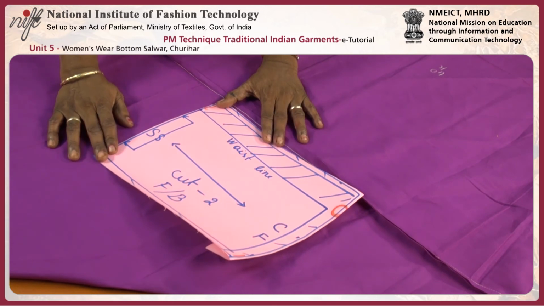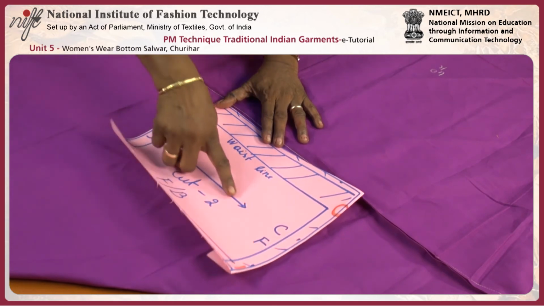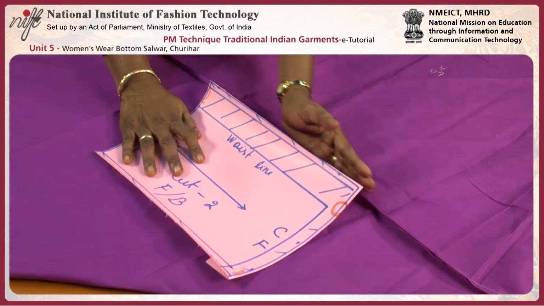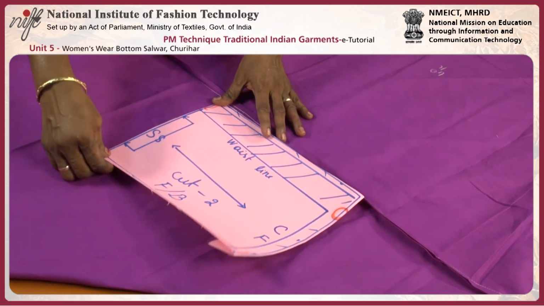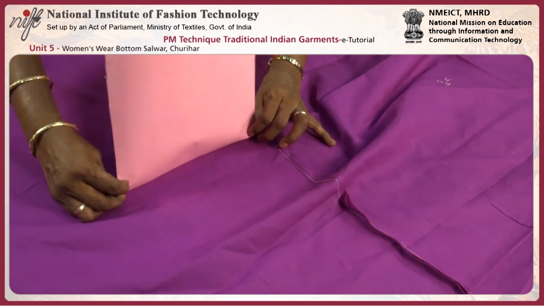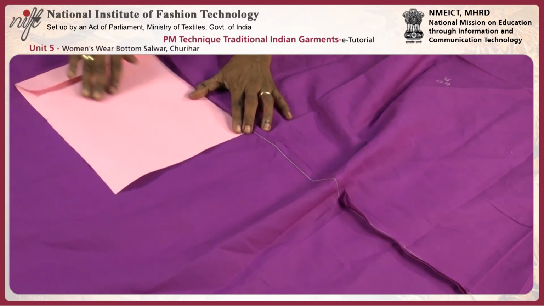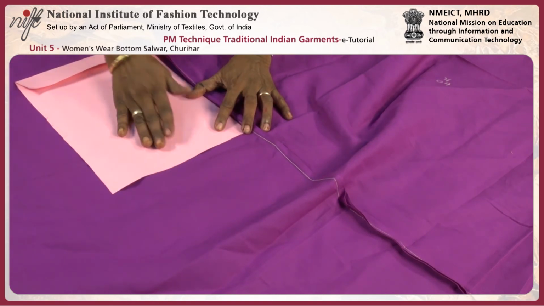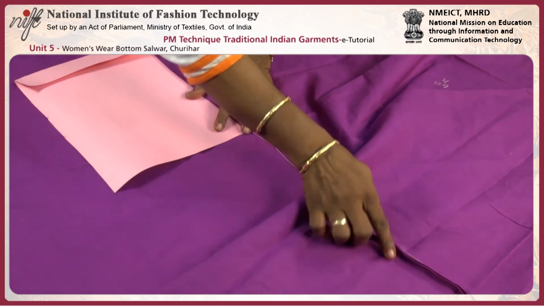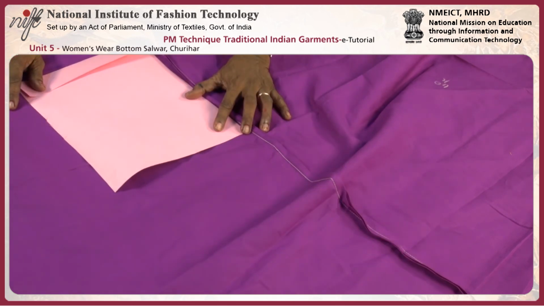The waistband should be taken on the warp grain. So it should be placed parallel to the selvage and it should be on fold. So you must take another fold here, one for the front and one for the back. So the area here should be the waistband piece.